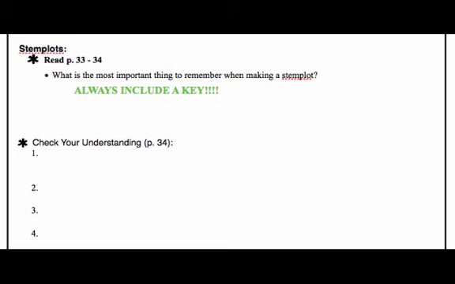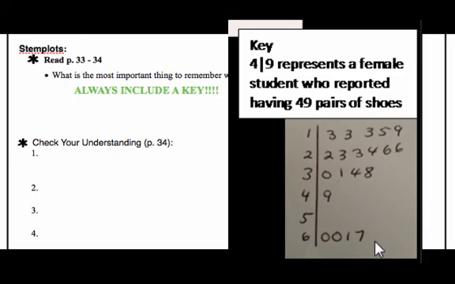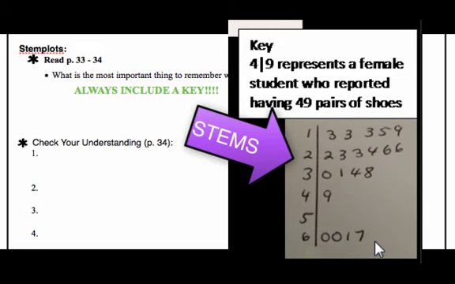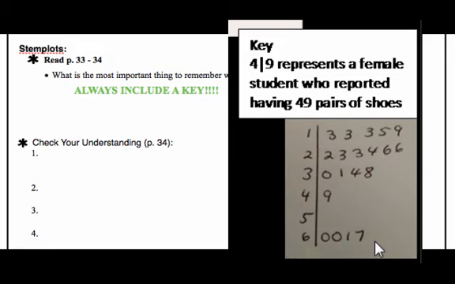Okay, another graphical display for fairly small data sets is a stem plot. We also call this the stem and leaf plot. The most important thing about the stem and leaf plot is the key. You have to tell what this represents. So a stem and leaf plot looks like this. These are the stems. It's very important that you have a key. In this case, the key says that 49 represents a female student who reported having 49 pairs of shoes.